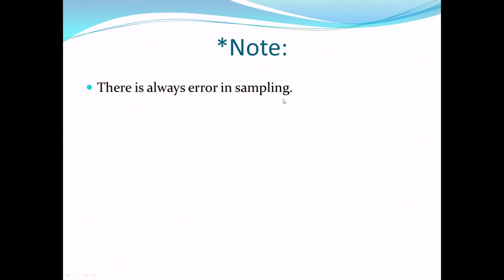All right, look, there is always error in sampling. And in case you don't believe that, sampling errors cannot be avoided. So it's not a perfect science. It's flawed, and we're just going to find ways to minimize the flaws because we still need to know things.